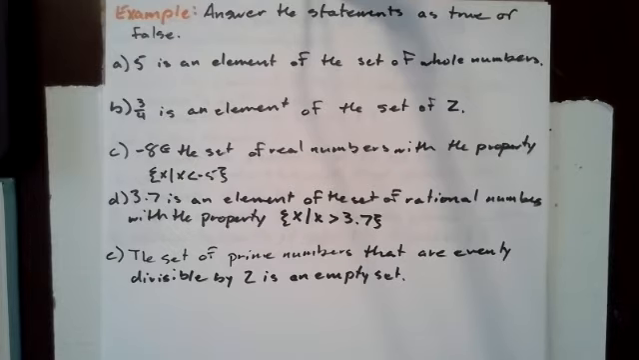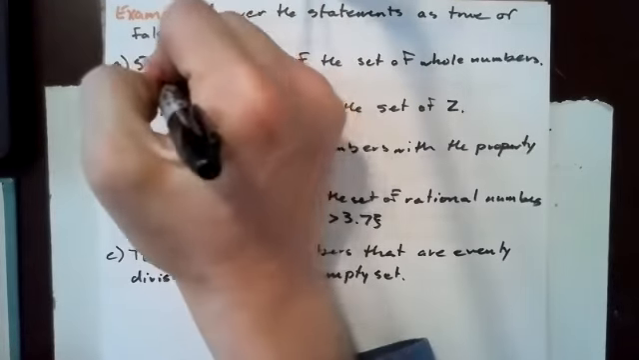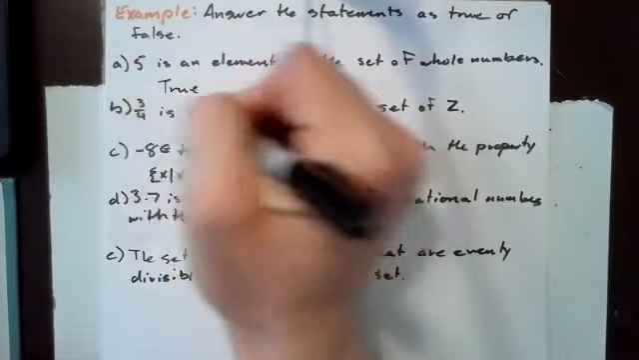B, 3/4 is an element of the set Z. Z represents the integers. So this is false because the integers are the whole numbers and the negative whole numbers. So this one was true and this one is false.